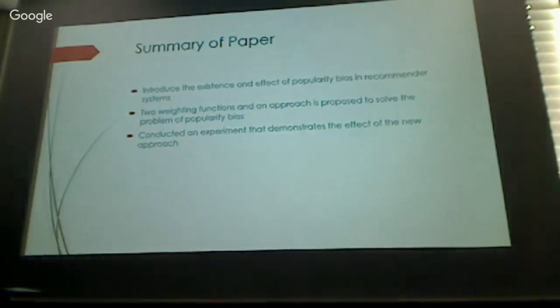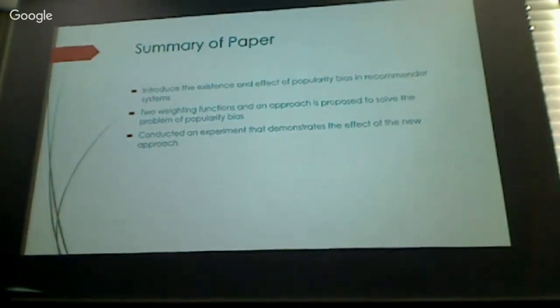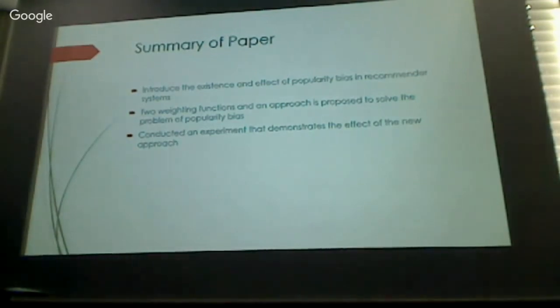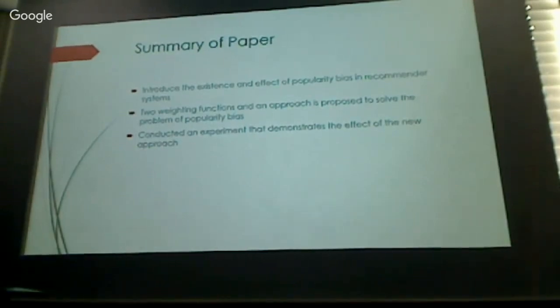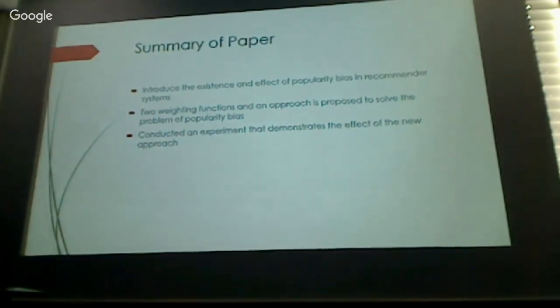The summary of the paper says that they introduced the existence and the effect of popularity bias in recommender systems. This is a problem the algorithms have been struggling with for quite some years. They also introduced two new weighting functions and an approach to solve the problem of popularity bias. To show that their method is effective, they conducted an experiment that demonstrates the effect of the new approach.